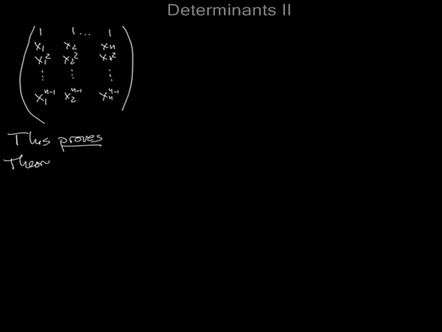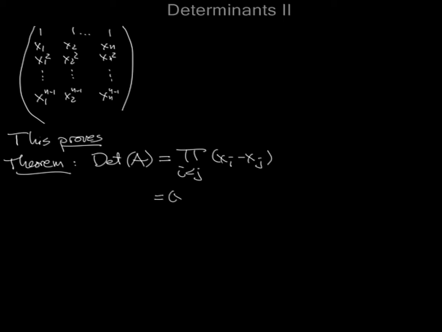And this little argument actually proves the following fact. The determinant of the Vandermonde matrix is the product of all these terms, xi minus xj, for i running over less than j. So, for example, x1 minus x2, x1 minus x3, x1 minus xn, x2 minus x3, and so on. All of these terms.